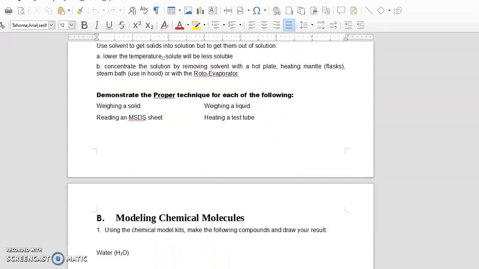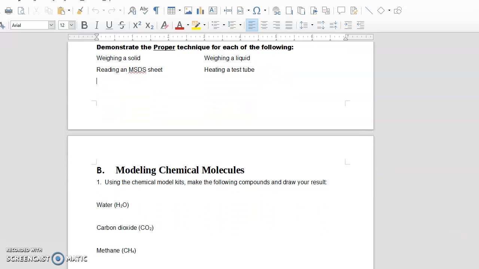So the idea is to demonstrate the proper techniques for each of these following ones: weighing a solid, reading an MSDS sheet, weighing a liquid, and heating the test tube. When heating the test tube, make certain you never point that test tube at a lab mate or the instructor, because in case something comes out of that test tube, a hot gas or a fluid splash, you don't want to essentially have a Roman candle that you're aiming at someone.